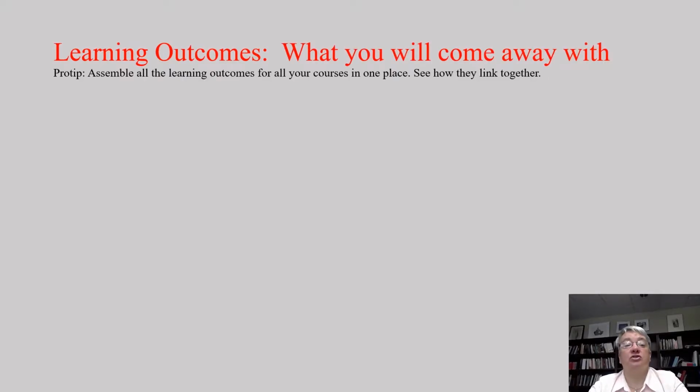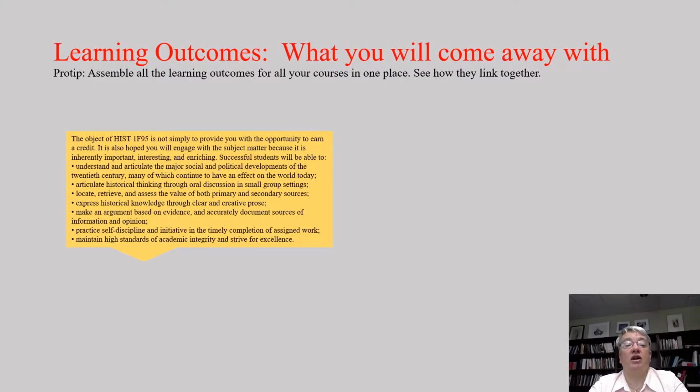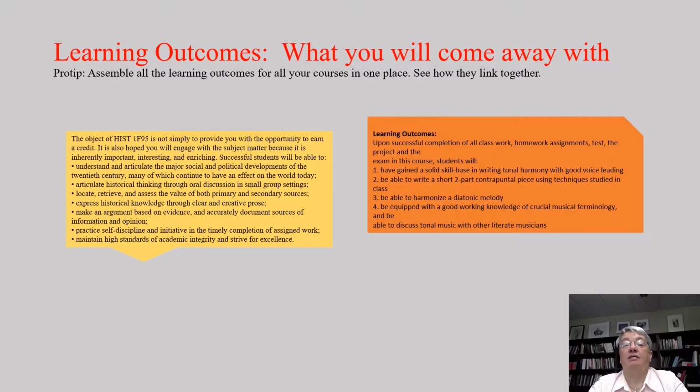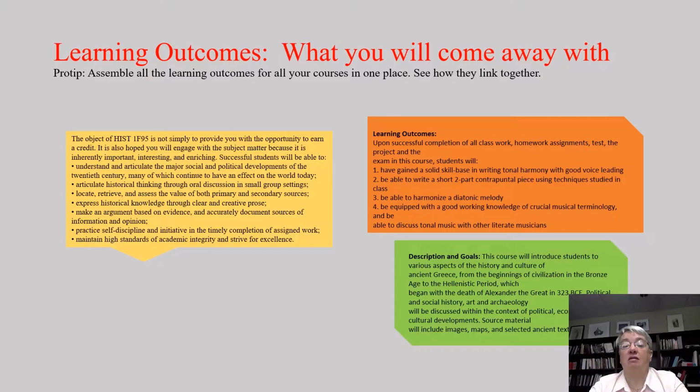The syllabus should also list the learning outcomes, what you will come away with besides the specific information in the course. It's a good idea to take note of the learning outcomes for all your courses, note them in one place and see how they link together. Some learning outcome statements are very detailed. Some are very specific to the material you will master during the term, and some provide other types of information about what you're going to be doing in the course.